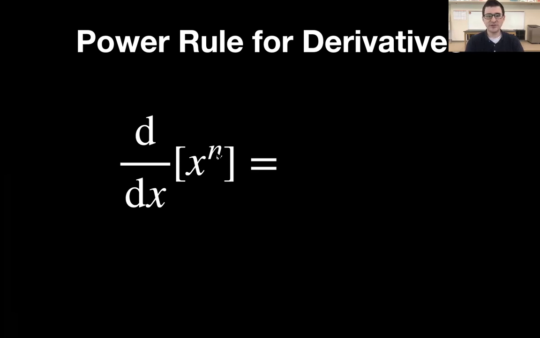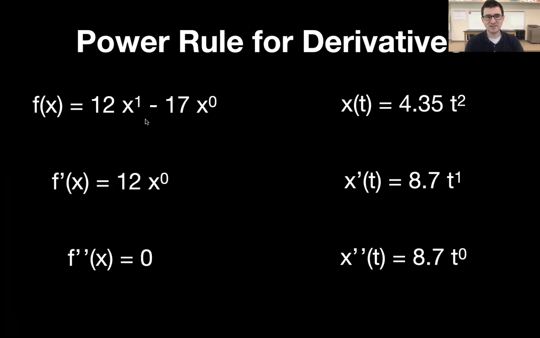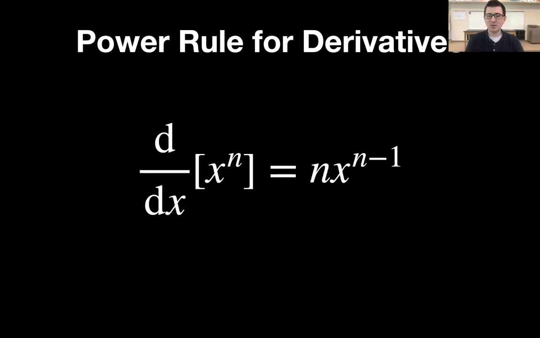Well, I hope a lot of you are seeing that what happens is the power gets multiplied to whatever constant is hanging out in the front, and then gets reduced by 1. And that's exactly what we end up with. We take the power, x to the n, multiply it by whatever's hanging out in the front, and then reduce that power by 1. And that is called the power rule for derivatives.